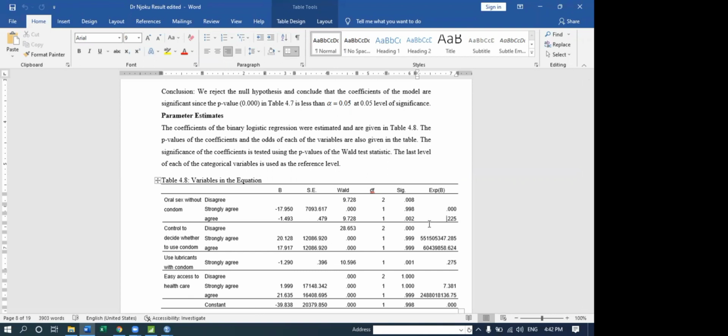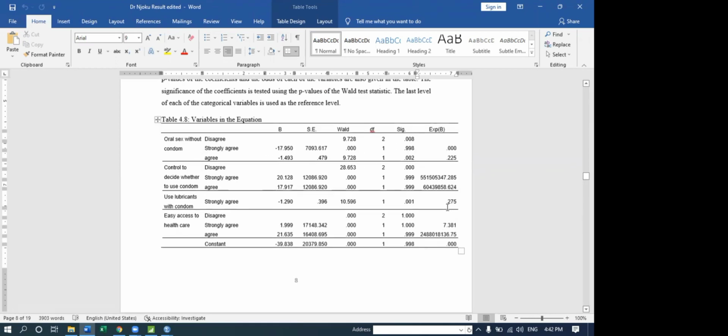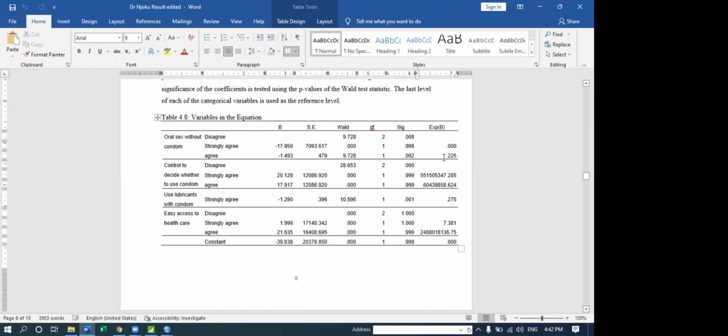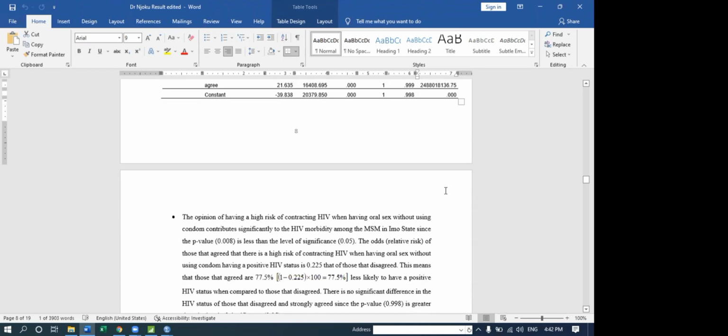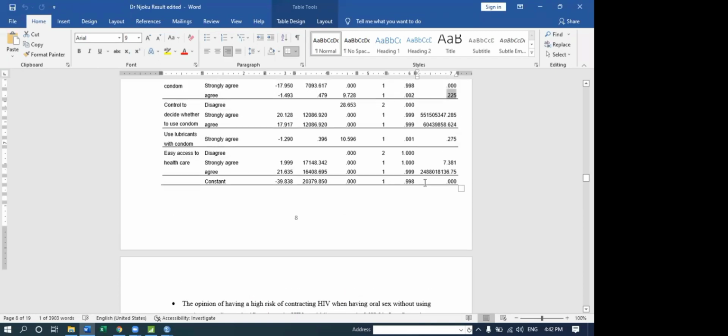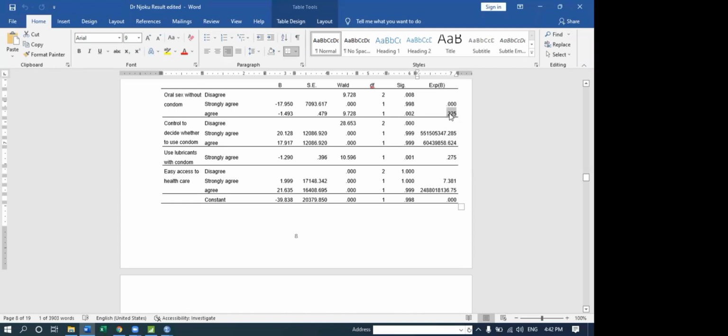Now to get the percentage, you do 1 minus this. When you do 1 minus that, you then multiply by 100. That's to get the percentage. But you know that it is less likely. Why is it less likely? Because this number is less than 1.